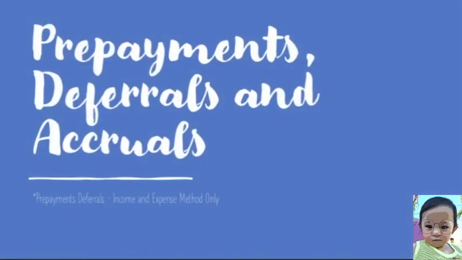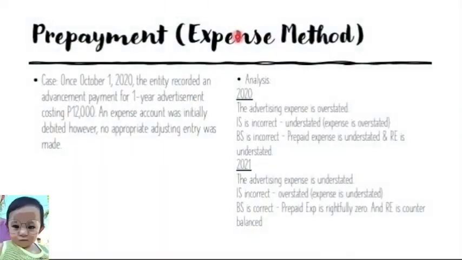Now, prepayments, deferrals, and accruals. These are also examples of counterbalancing errors. Let's start with prepayment under the expense method. There are two methods in recording prepayment. You have the asset method, and you also have the expense method.